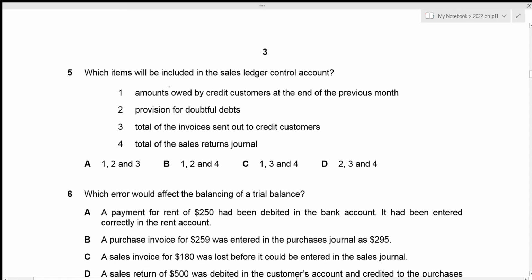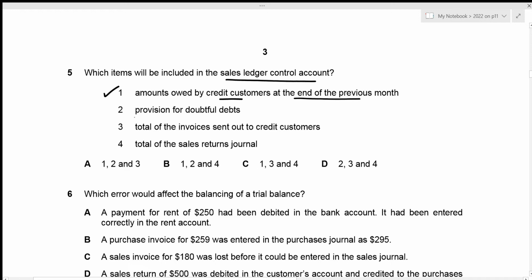Which items will be included in the sales ledger control account? Okay, so the very first one is amounts owed by credit customers at the end of the previous month. So at the end of the previous month is basically our opening balance for this month's sales ledger control account, right? So this is obviously included on the debit side.